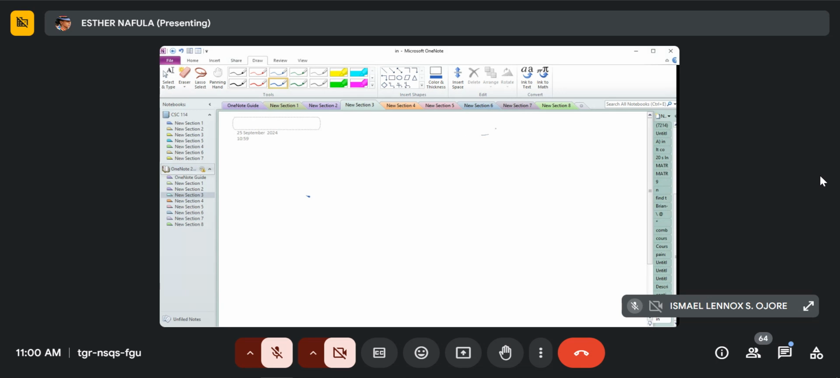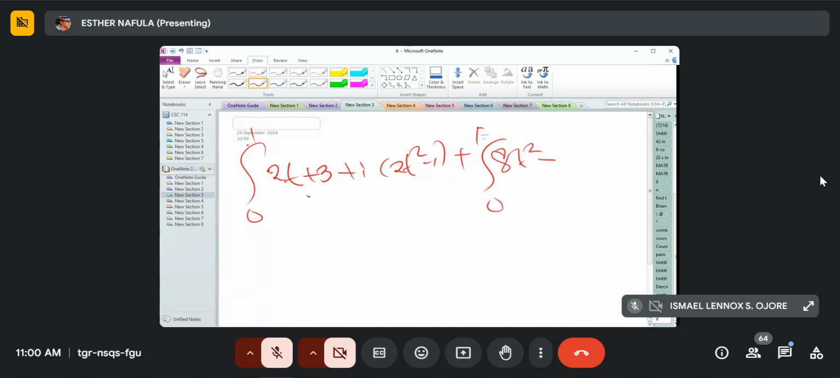From 0 to 1, 2t plus 3 plus i into 2t squared minus 1, plus integral from 0 to 1, 8t squared i plus 12it minus 8t cubed plus 4t. Integrate this, you should get 2t squared.